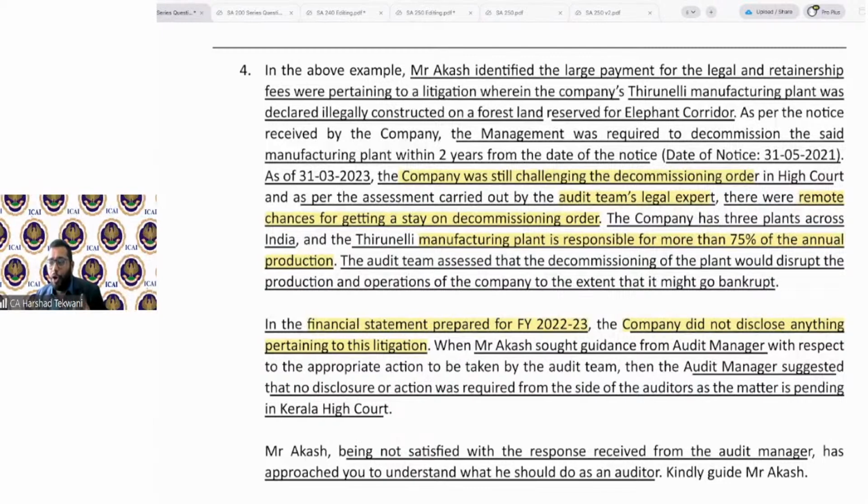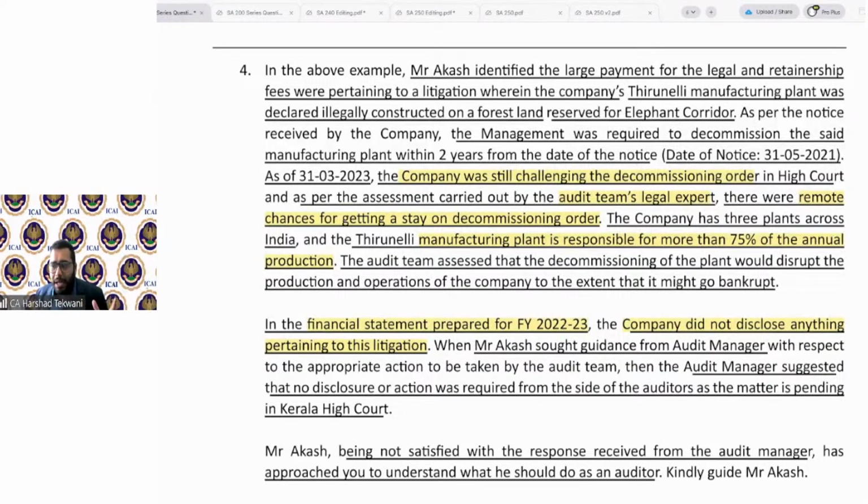Now, SA 250, which talks about understanding the laws and regulations and consideration of laws and regulations in an audit of financial statements, requires what is to be done when a non-compliance is identified and how you need to report the non-compliances. SA 250 says that if the auditor concludes that the non-compliance has a material effect on the financial statement and it is not adequately reflected in the financial statement, the auditor shall, in accordance with SA 705, express a qualified opinion or adverse opinion on the financial statement.